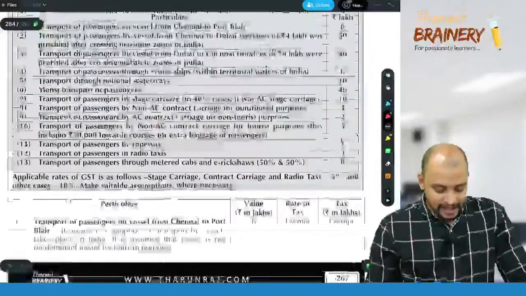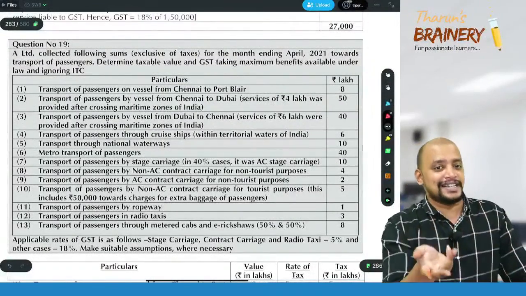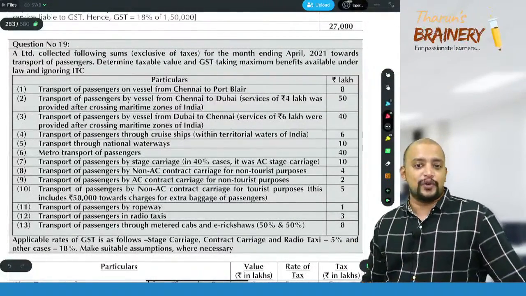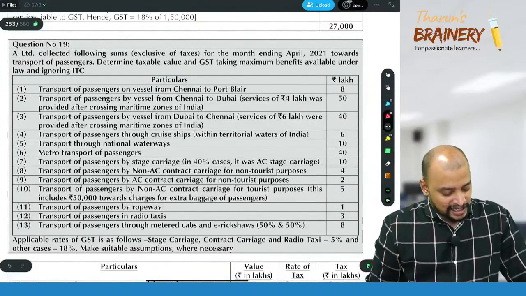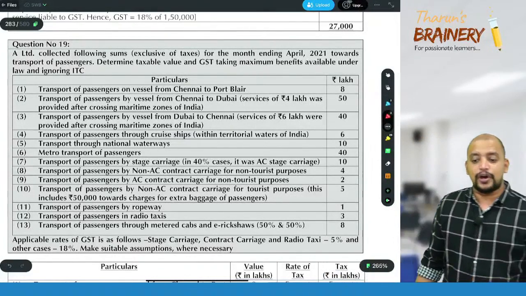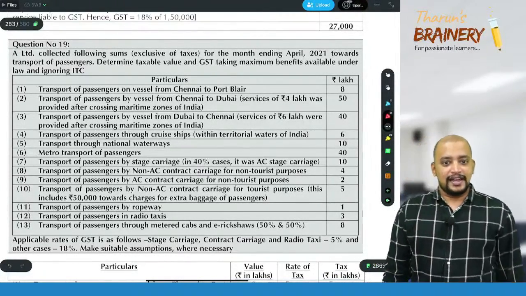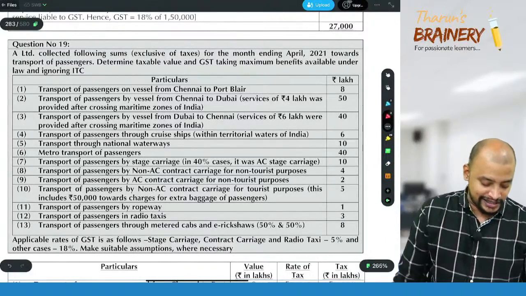Okay. Then next, so if it is within inland waters, it is exempted, but that is territorial waters. Don't get confused with respect to territorial versus inland waters. Now the fifth point, transportation through national waterways. That will be exempted. Why? National waterways is inland waters, exempted.